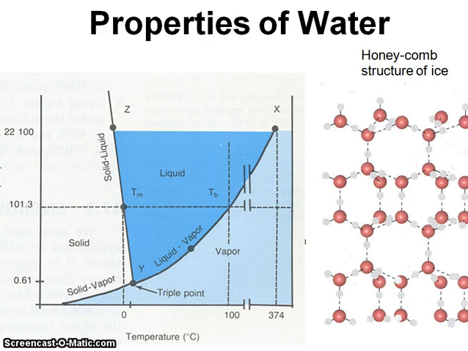This is just showing a diagram. You don't have to know that there's a honeycomb structure, but this is the honeycomb structure they're referring to, that when those hydrogen bonds lock in place, the water molecules are sort of forced further apart than if they could actually slide past each other.